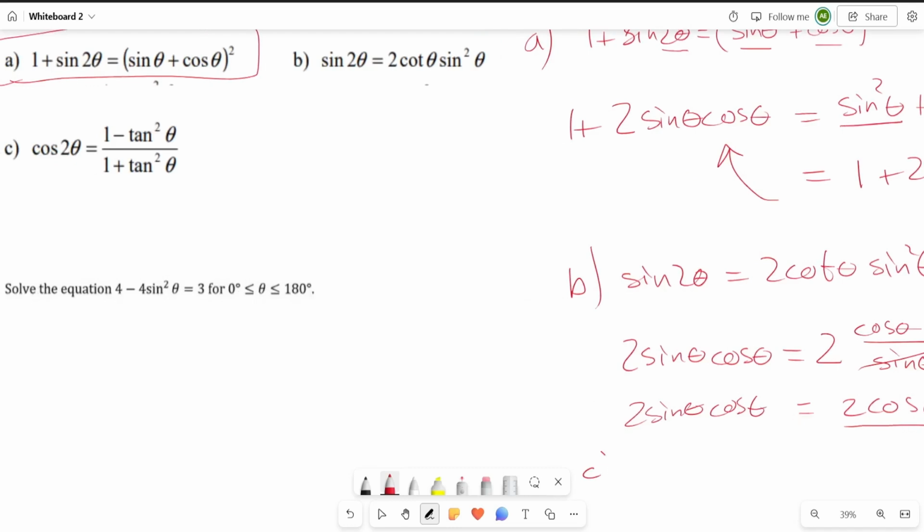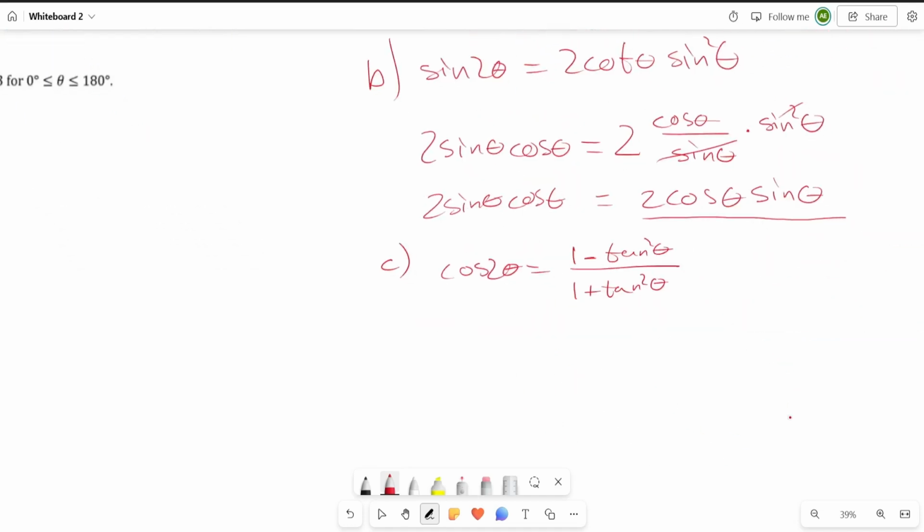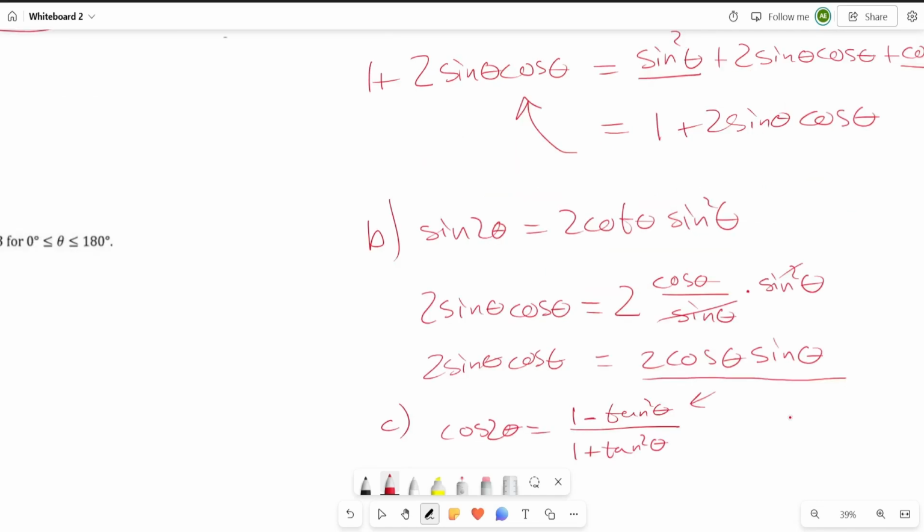Let me try and rewrite it here. So I know that cosine 2 theta equals 1 minus tan squared theta over 1 plus tan squared theta. So this is an interesting one. Let's try and solve it together. So let me see that again. Here on the right I have a single theta as an angle, and here I have a double angle. So I will look into reducing this into a single angle.